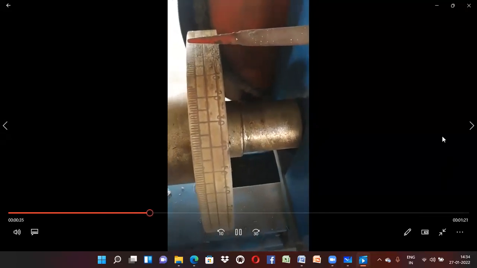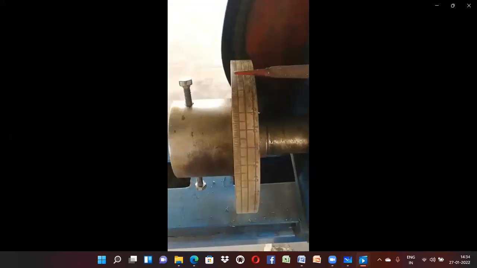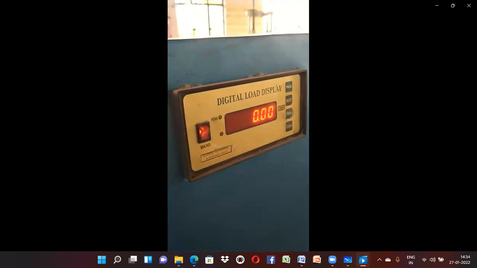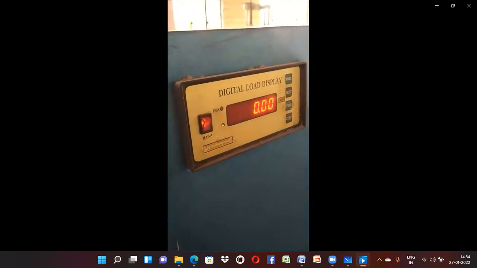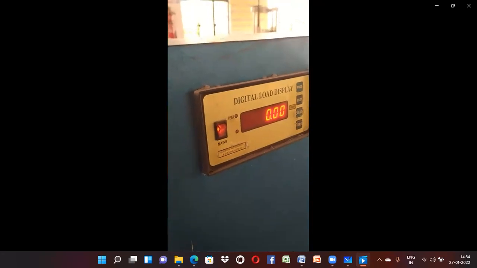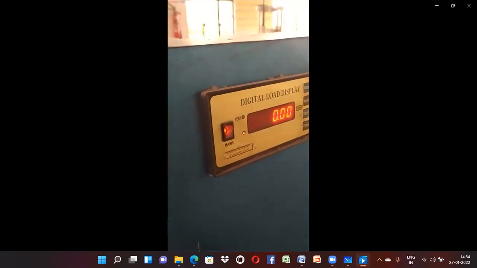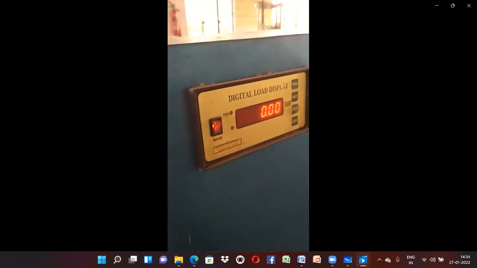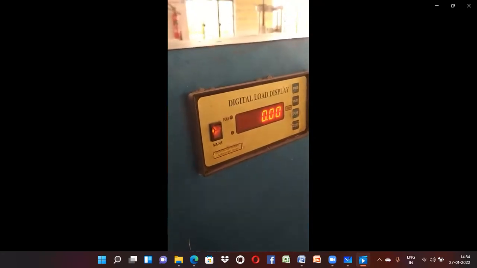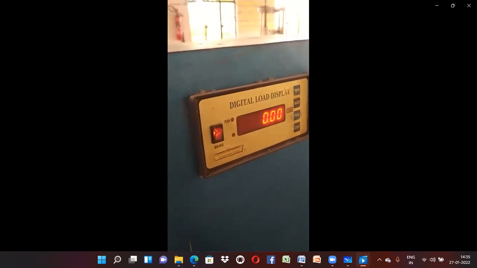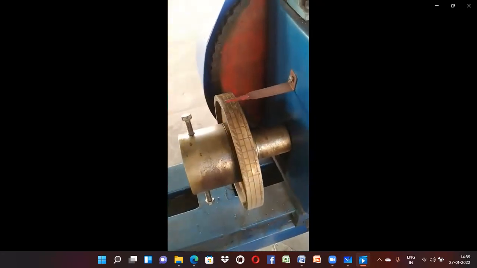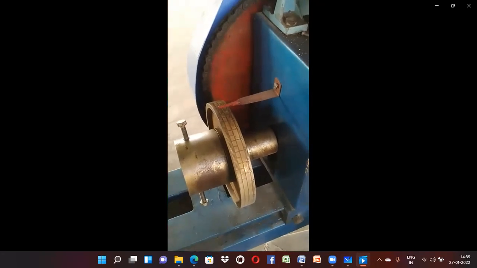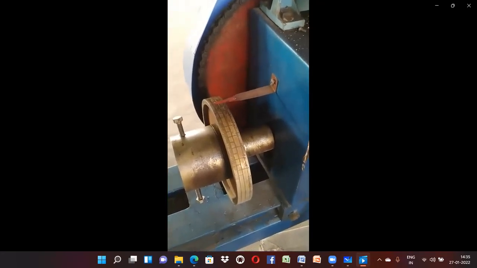The vice will rotate and twist the component, the item which is fixed between the points, and the amount of torque thus released will be available from this digital load display device. And after a sufficient number of twists, the block, the rod will break, showing you the breaking torque or twist of the item itself. And this vice will give you the amount of twist required to break this particular workpiece.